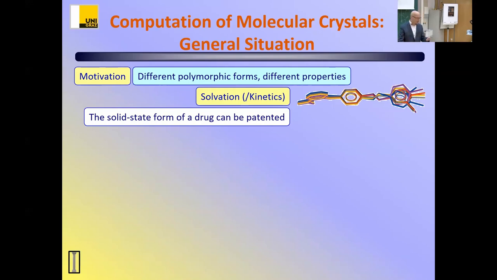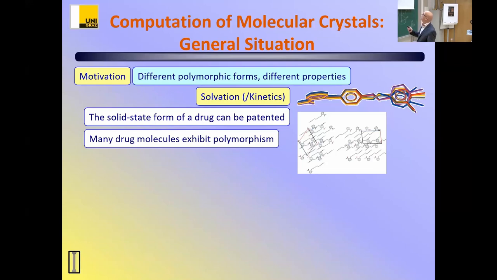Or something else which can happen: you have a certain form which you try to disperse in some sort of liquid, and all of a sudden you would get crystals in this liquid. And then you will get a different concentration, which you don't want. So there are many, many reasons why you want to take a look at this kinetics, and why you want to understand what kind of different polymorphs there can be. Many drug molecules nowadays, I think about 70%, exhibit polymorphism.